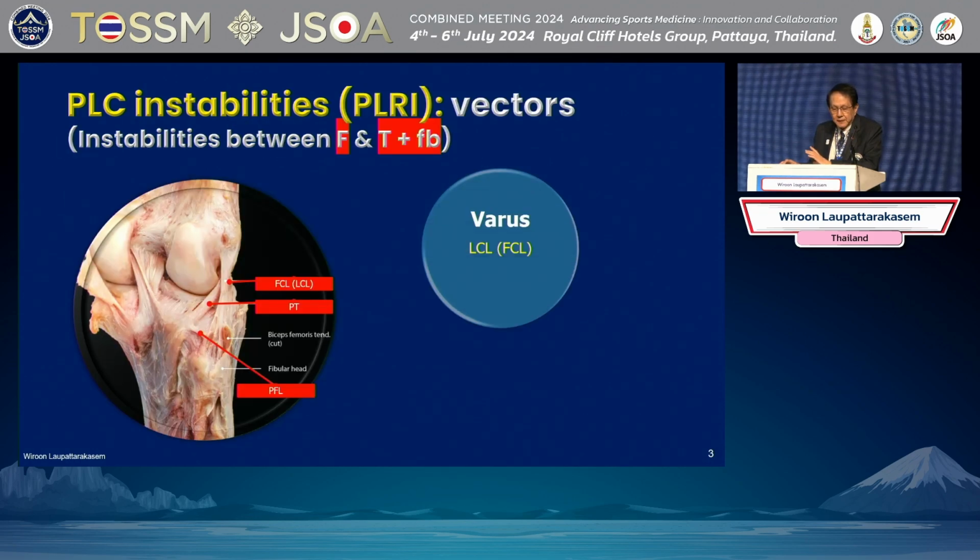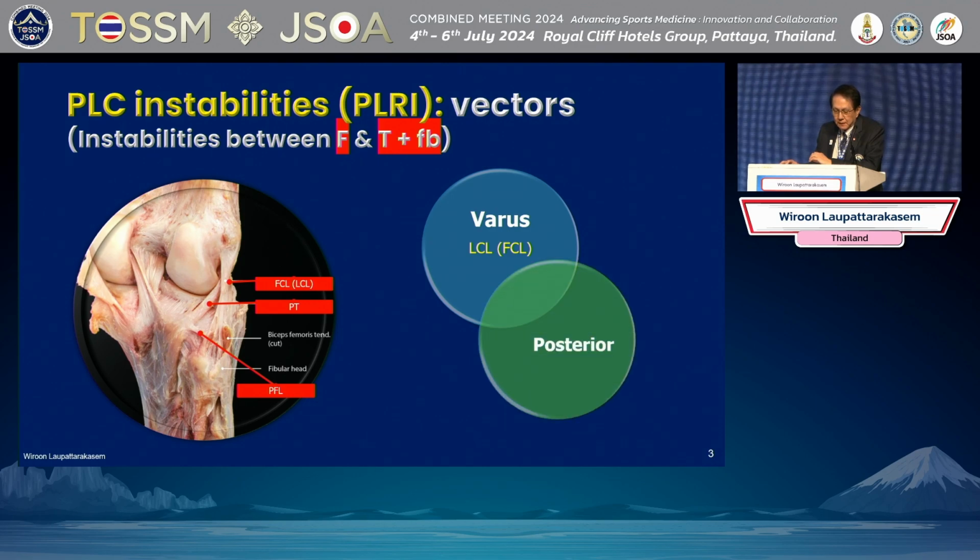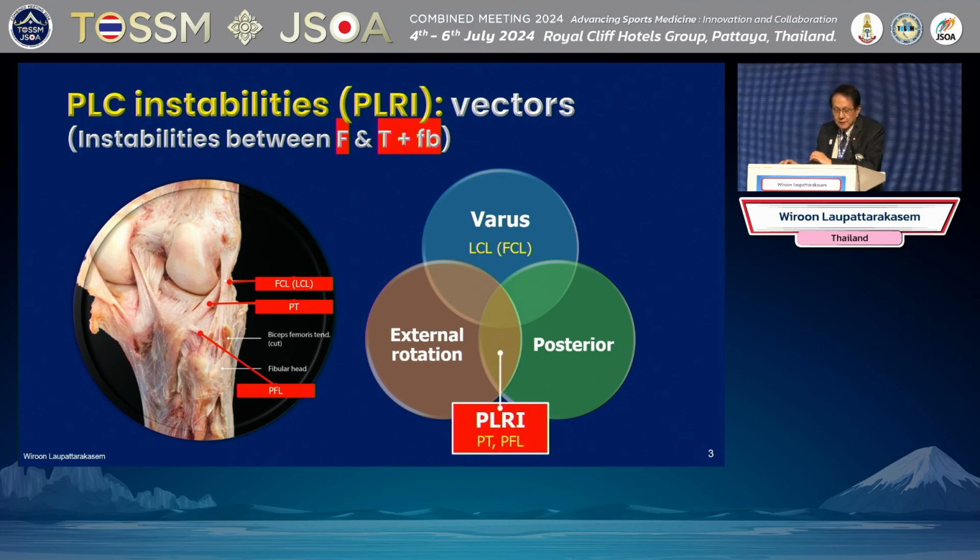And the instability actually involves vectors between the femur and the tibia with fibula. So the way to reconstruct is to prevent or rebuild the stability between these two parts. The vectors can be divided into varus, which is contributed by the LCL, and posterior and external rotation, which two of these combine to become posterolateral rotatory instability. And the main parts will be the popliteus tendon and the popliteofibular ligament.